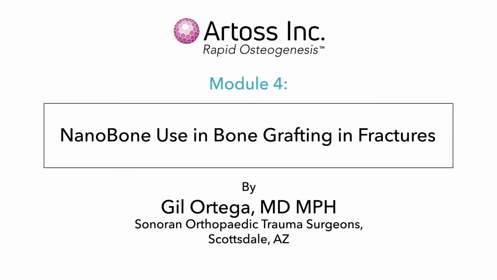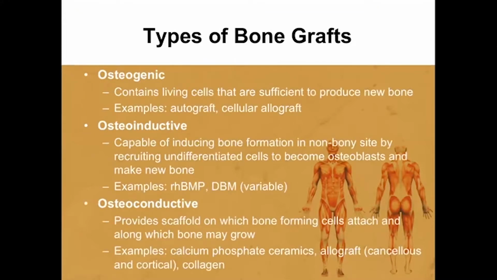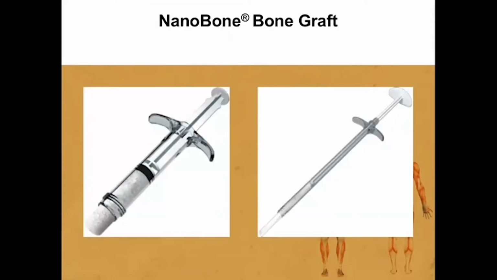All right, so as disclosures, I'm going to go briefly into just bone graft, as we've been talking about. Obviously the roles are enhanced biological repair, fill the voids that we've been talking about, and enable bone fusion. Just briefly, we know the types of bone grafts. Osteogenic examples would be the autograft we've been talking about, osteoinductive, commonly known as our bone morphogenic proteins, and then obviously osteoconductive, which would be a lot of our cancellous cortical chips and calcium phosphate products.